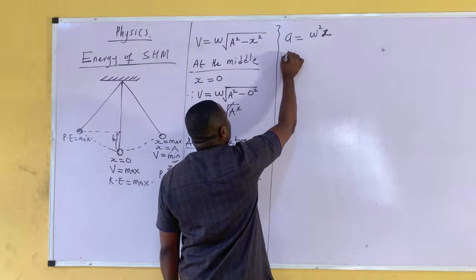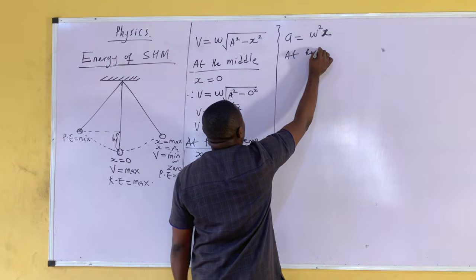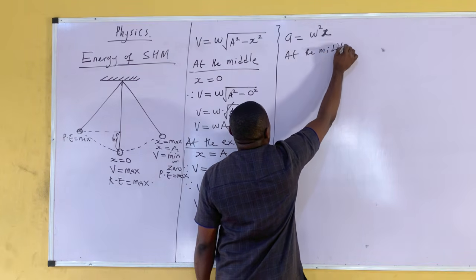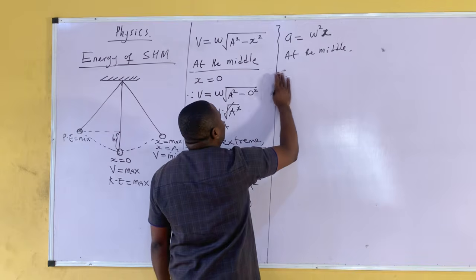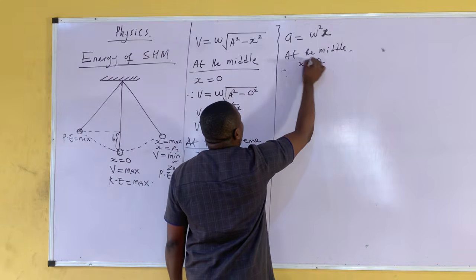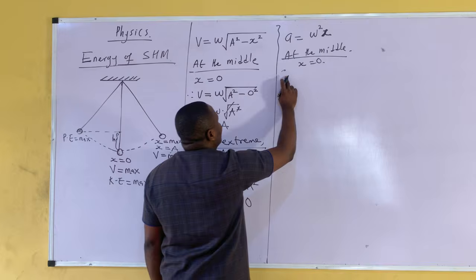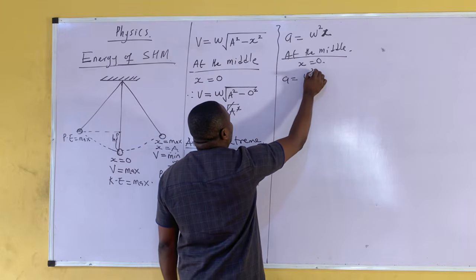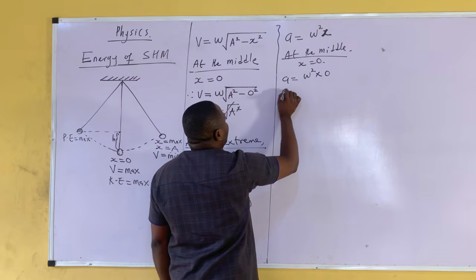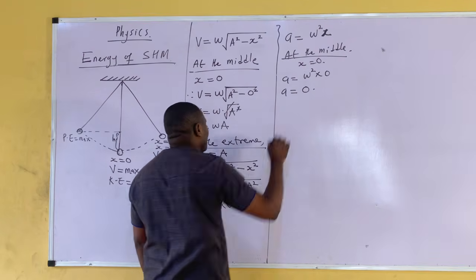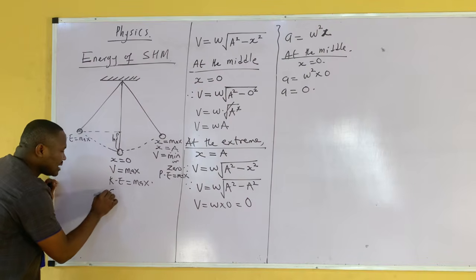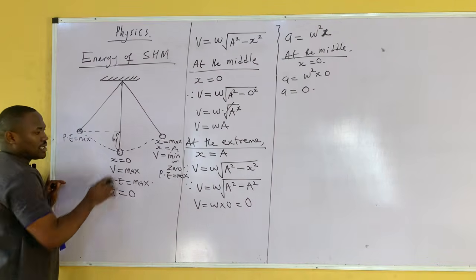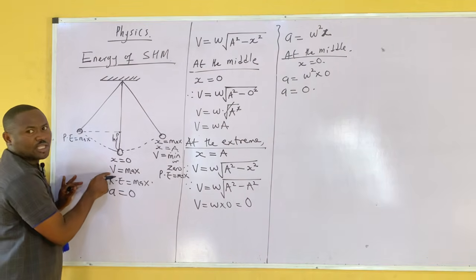Now at the middle, what is a? At the middle, x equals 0. If x equals 0, then a is equal to w squared times 0. So a is now equal to 0. So at the middle, acceleration is equal to 0. But remember, speed is maximum.